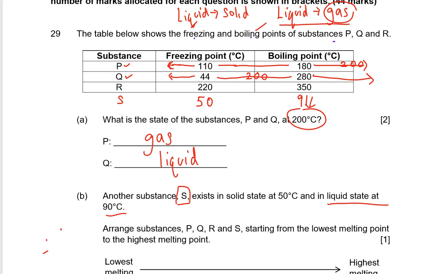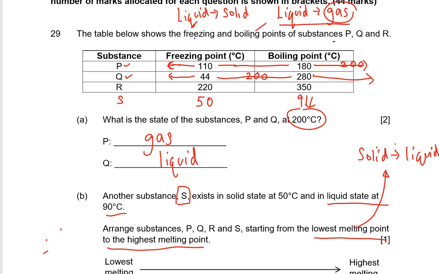We don't know. Now we are going to look at arranging from the lowest to the highest melting point. Let's recap the meaning of melting. When ice melts, it melts from a solid to a liquid. Correct? So we're going to arrange them in a form similar to our freezing point.